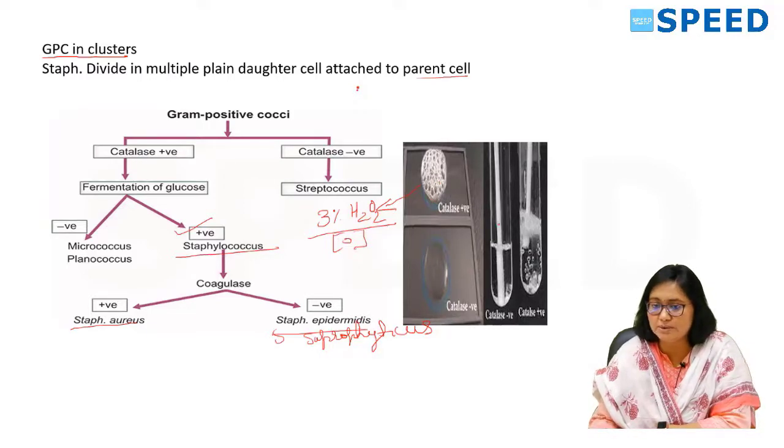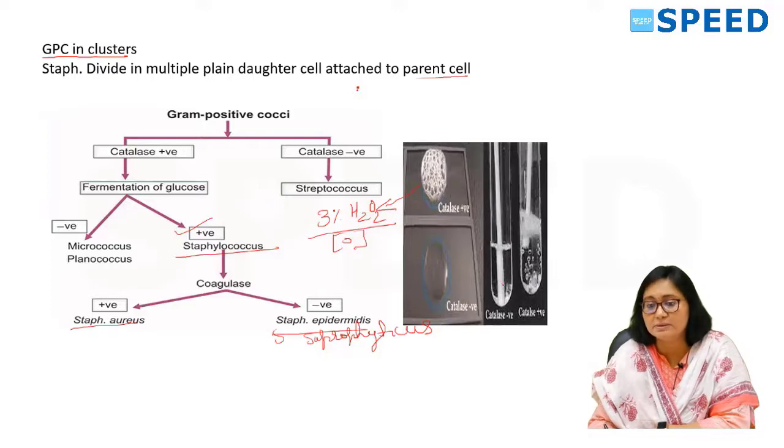Same way, when you do it in a tube, you call it a tube catalase test. In the tube also you will see similar release of nascent oxygen, because the catalase enzyme breaks down hydrogen peroxide into water and nascent oxygen, and you get the effervescence. So they are catalase positive. If you don't get the effervescence, they are catalase negative.